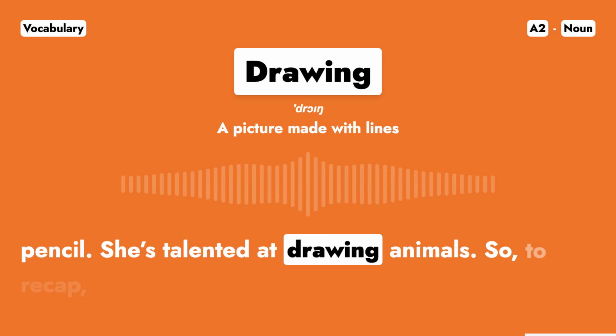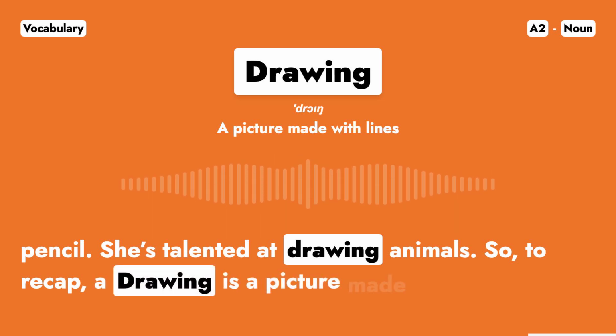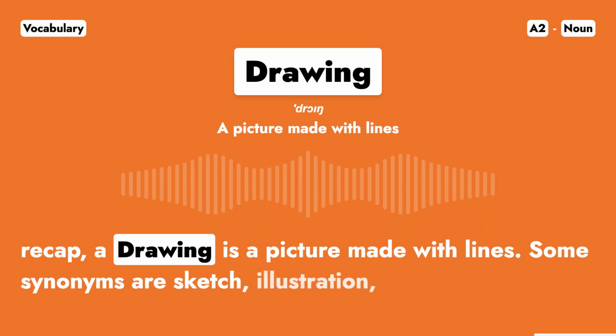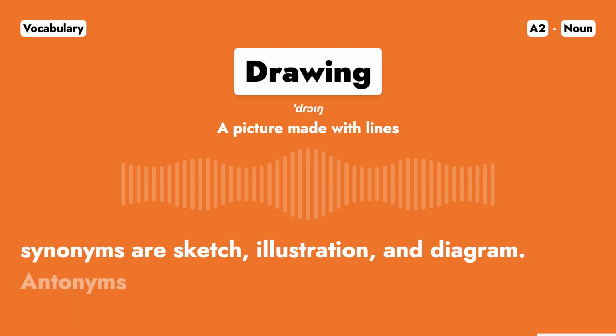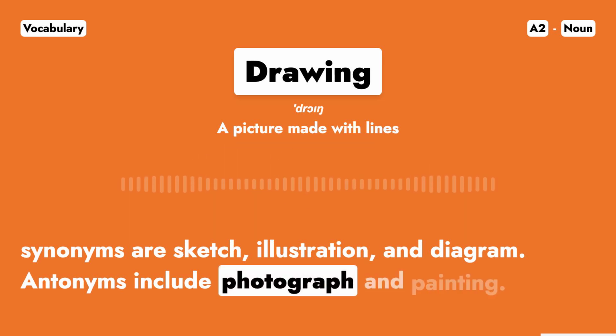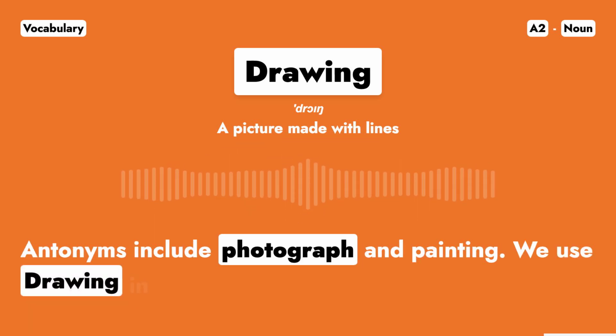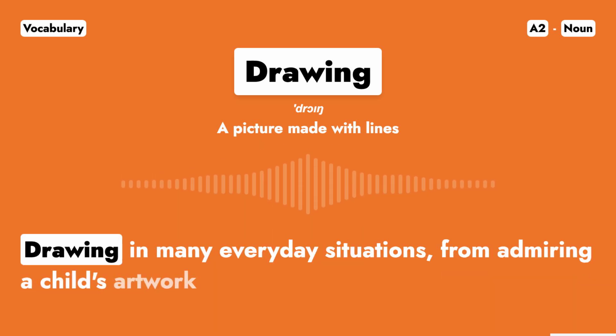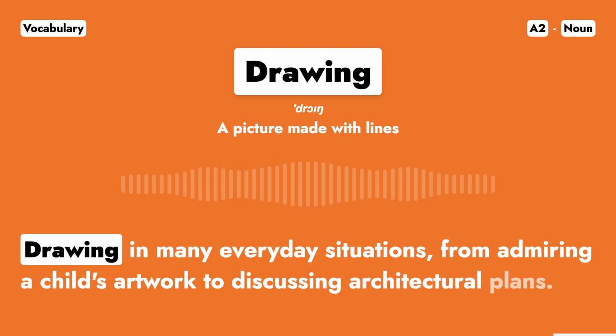So, to recap, a drawing is a picture made with lines. Some synonyms are sketch, illustration, and diagram. Antonyms include photograph and painting. We use drawing in many everyday situations, from admiring a child's artwork to discussing architectural plans.